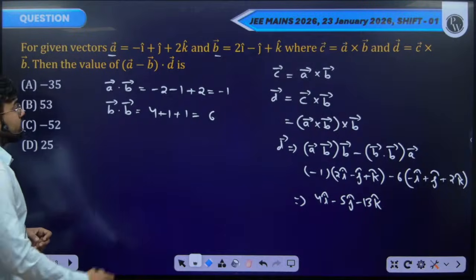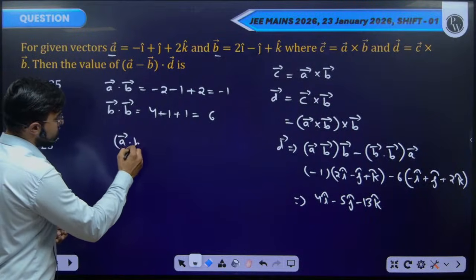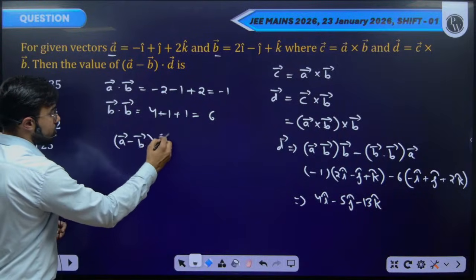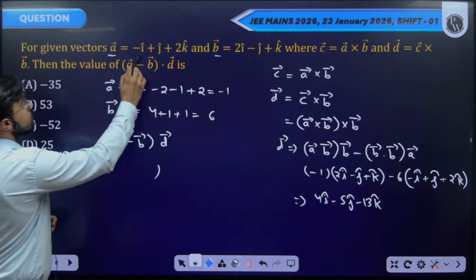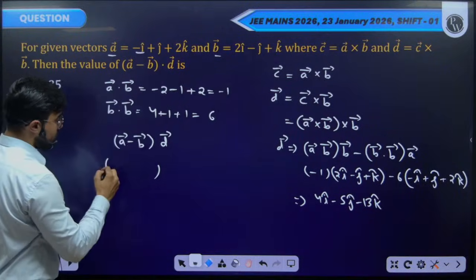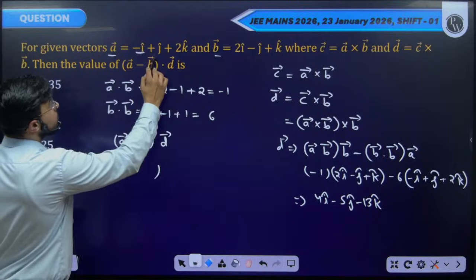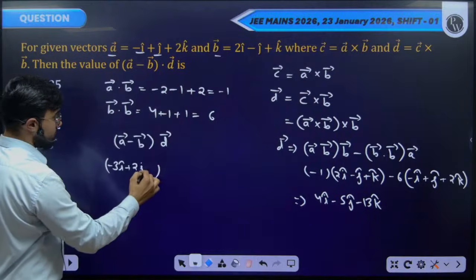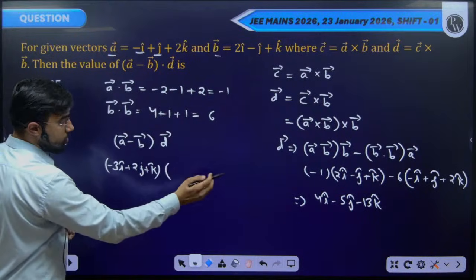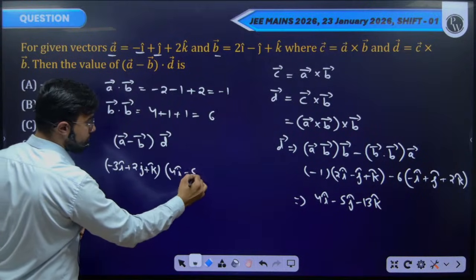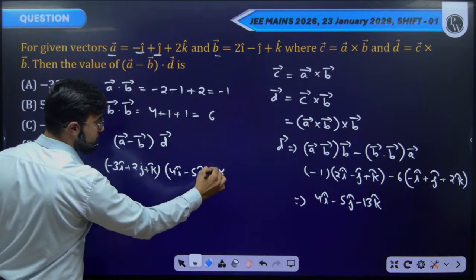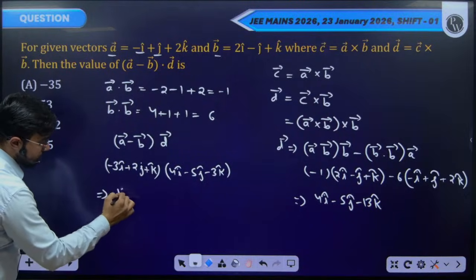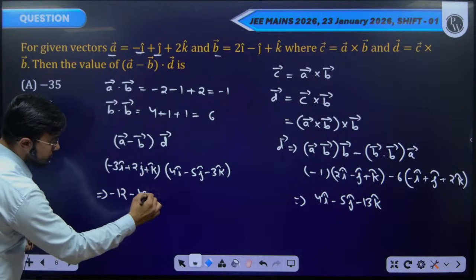So this is your D vector. What we have to find? We have to find A minus B dot D. This vector we have to find out. So what is A minus B? So subtract these two vectors. So minus i minus 2i is minus 3i. j plus j is 2j. Then 2k minus k is plus k. Into D vector. D vector is 4i cap minus 5j cap minus 3k cap. Now multiply this one. Minus 3 into 4 is minus 12, minus 10. This one is minus 3.